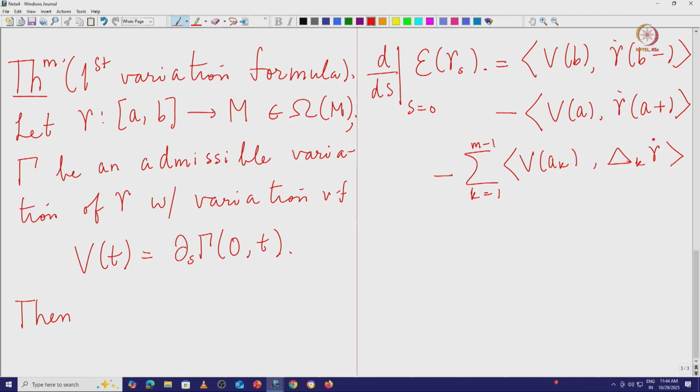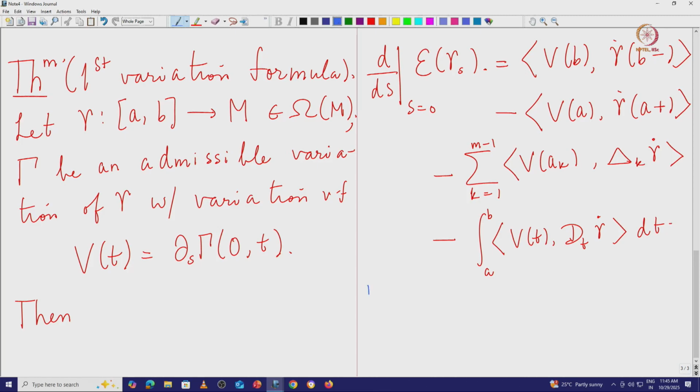Okay, remember delta k of gamma dot was the jump in the velocity vector at a_k, and then you get the principal term, which is v of t times the intrinsic acceleration of gamma. You integrate that on the interval a to b.